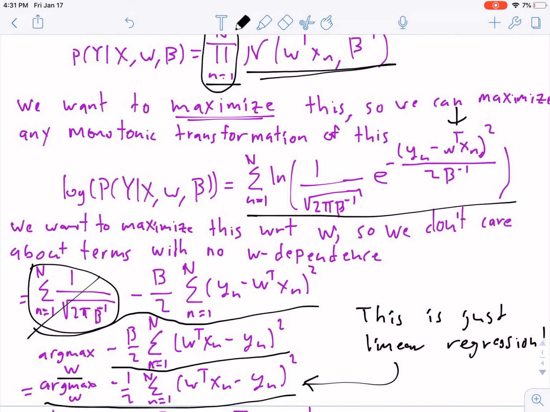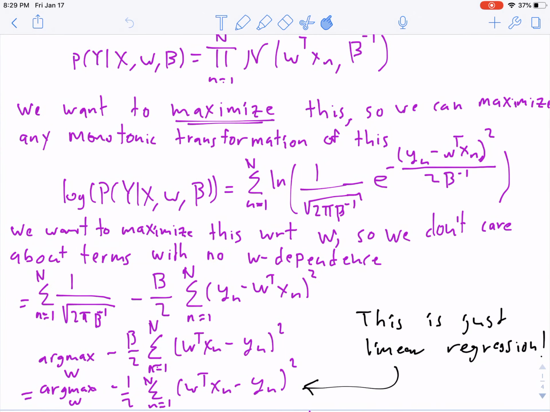And now we see this is just linear regression. This term right here is just the loss term for linear regression, and we're maximizing this with respect to w. So we see that if we assume a maximum likelihood estimation, we assume a generative process, and then ask how we can maximize the likelihood, we get the same result as linear regression, which is another intuition for what linear regression is doing.